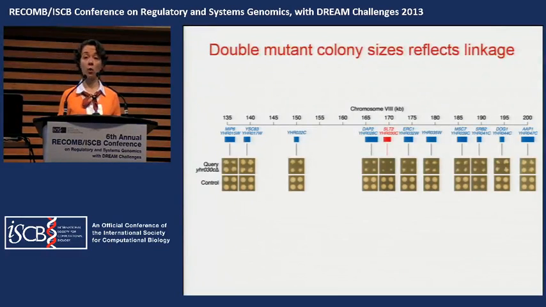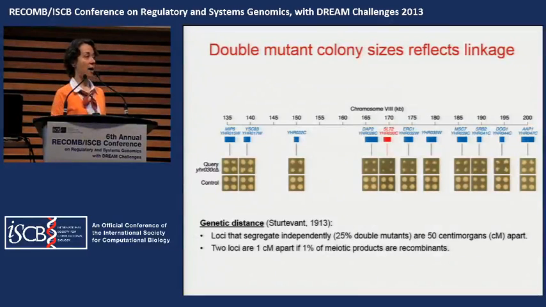And of course, you can quantify this, and we don't even have to invent a new system for quantifying it, because it has been around for 100 years this year. It's called genetic distance. The way it's defined is that two loci segregate independently, so in our case produce 25% of the meiotic progeny will be double mutants if they are 50 centimorgans apart. And centimorgan is a measure of genetic distance.